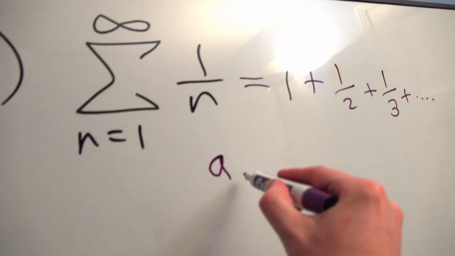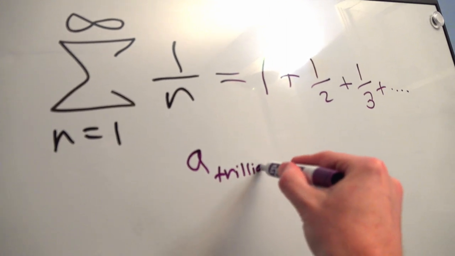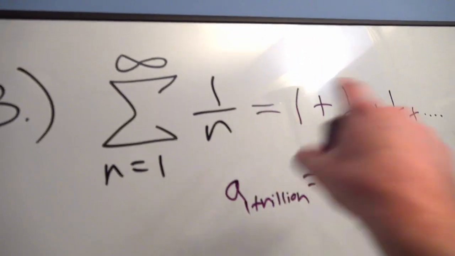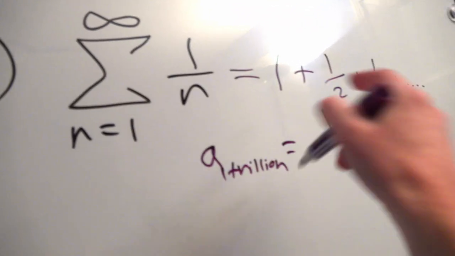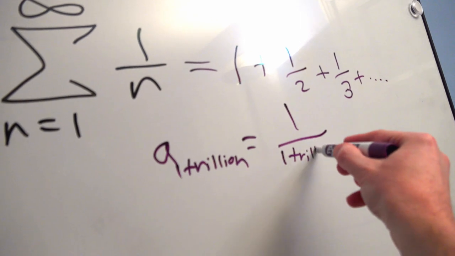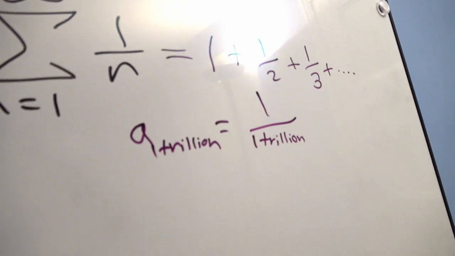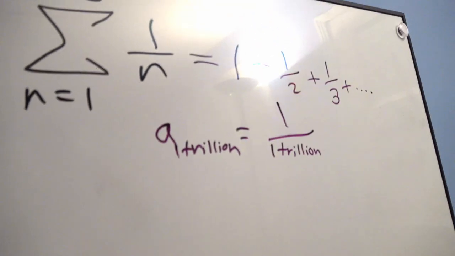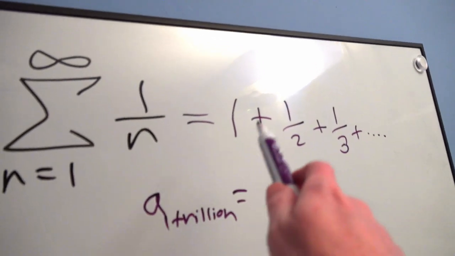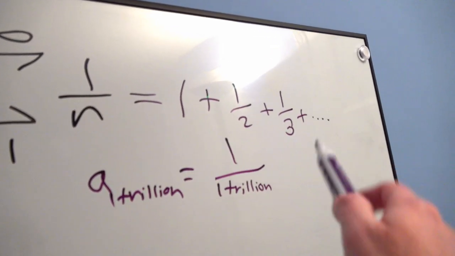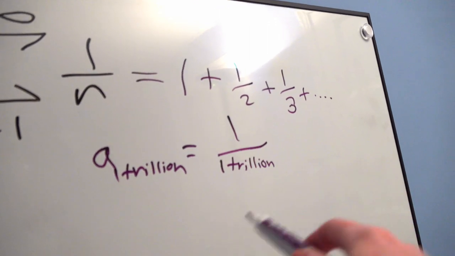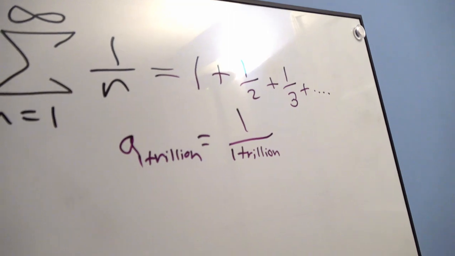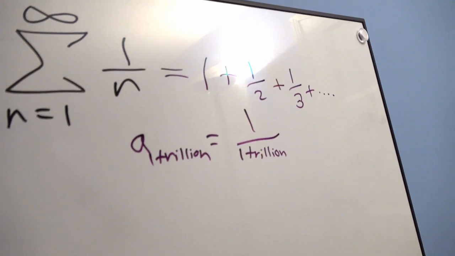Just for fun, the trillionth term, a sub 1 trillion, would equal, okay, the top would be 1, over the bottom would be 1 trillion, right? Now, wait a minute. 1 over 1 trillion, isn't that practically nothing? In limit world, it is 0. It's exactly 0 when you go to infinity. So, wait a minute. If you're adding 1 plus 1 half plus 1 third plus 1 fourth, and you're eventually adding on pieces that are that small, surely this thing's going to converge, right? When you keep adding on those pieces, it must be convergent.